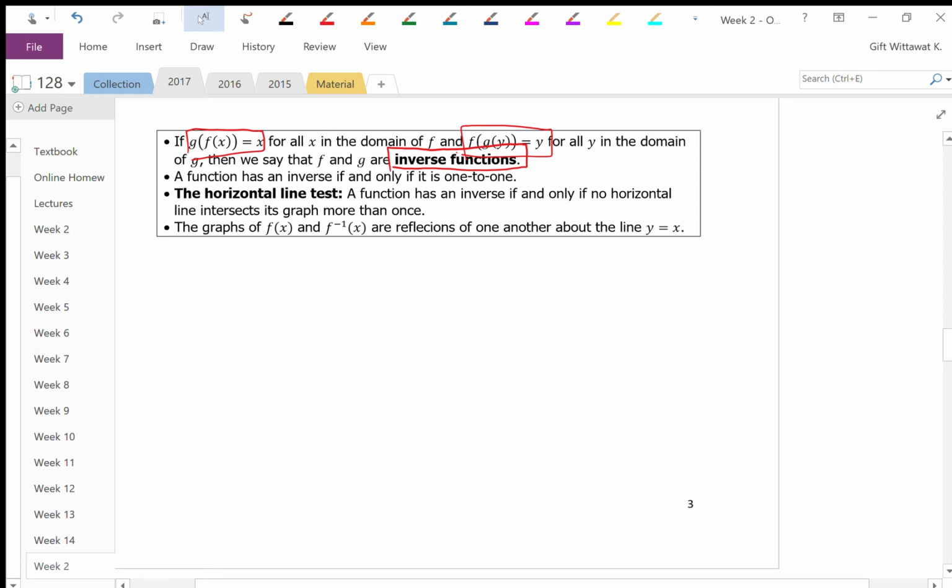Now, there's a few properties that a function needs to satisfy for it to have an inverse function. The first one is that if a function can have an inverse, it needs to be one-to-one. So a function has an inverse function if and only if it's one-to-one. One-to-one basically means that if f of y equals f of x, then y has to equal x.